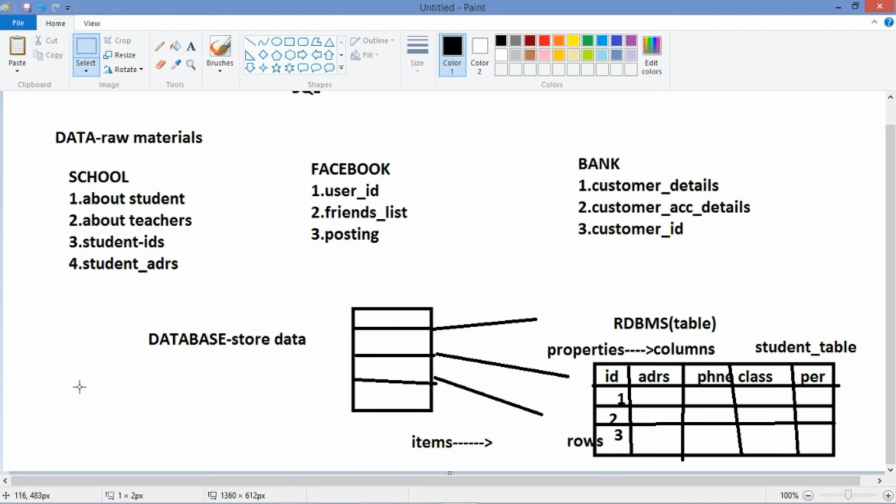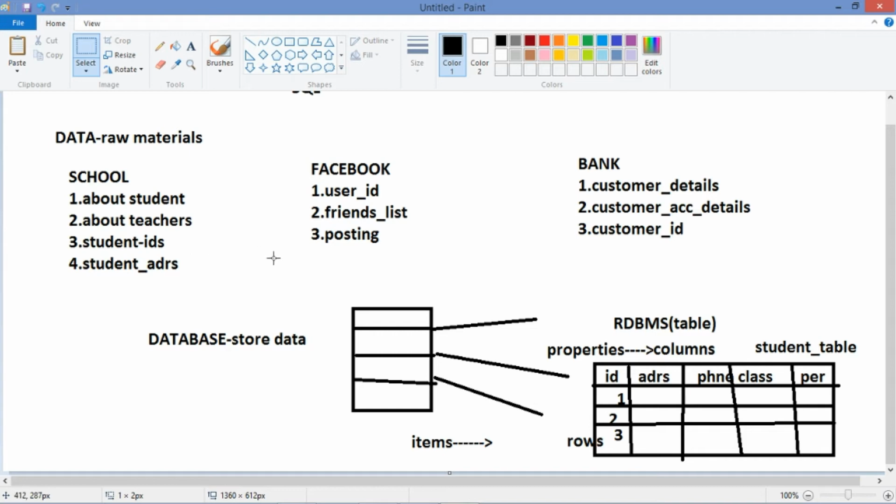How can you find the relationship between students and teachers? That is, which teacher is assigned to which student, and which teachers are taking which courses for which student. These are the relationships. That is the further part we are going to learn in the SQL concepts. There are one-to-one, many-to-one, and one-to-many relationships. These are the relationships we are going to learn in our training.